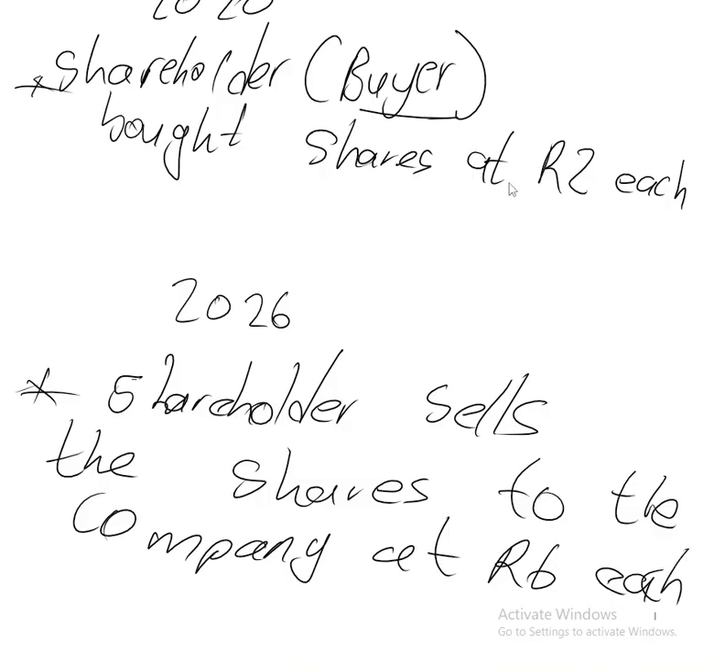So it means from every share that this guy owns, he's going to make a profit of what? 4 rand profit. So that's the return on investment that this guy is going to make. So that's what's going on. And why are the companies buying back the shares?